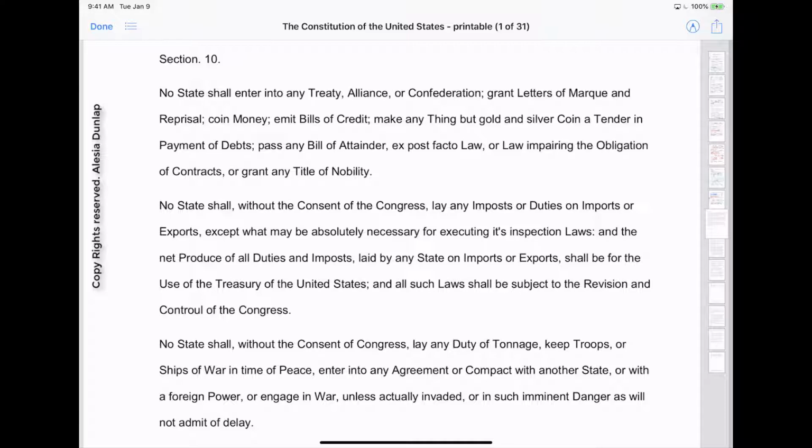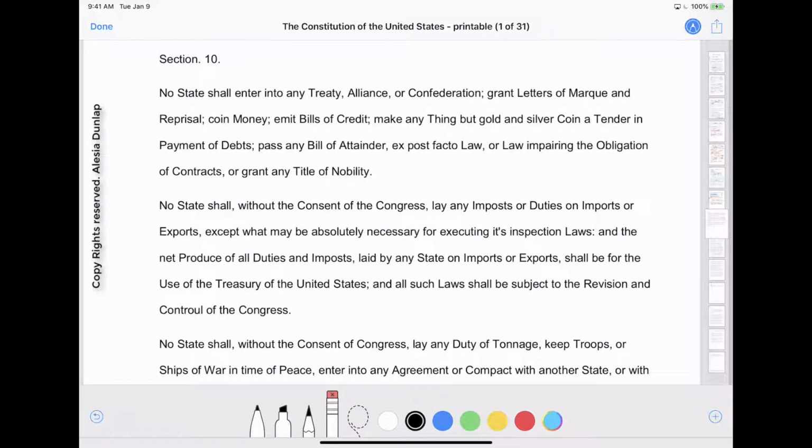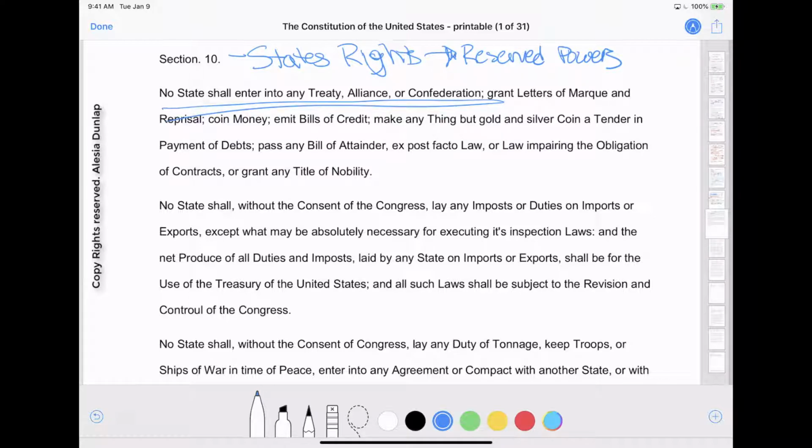Now let's focus on what the states can do. So we're going to shift to the states. States' rights here. And as you know from our previous lecture, if you can say it out loud, you should have said reserved powers. All right. So no state shall enter into a treaty or an alliance with other countries.